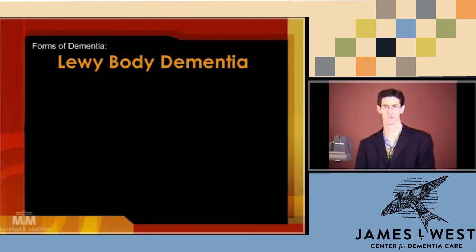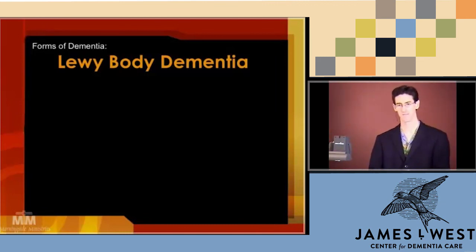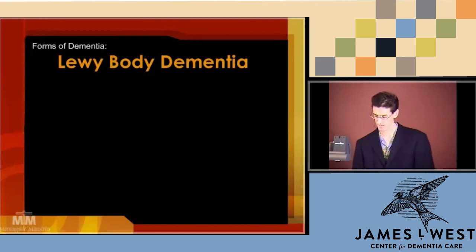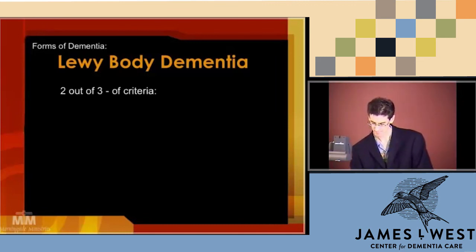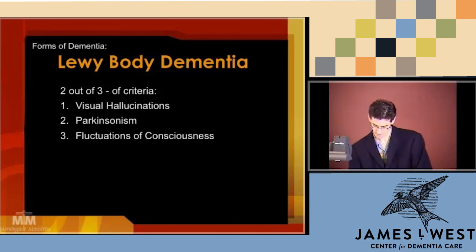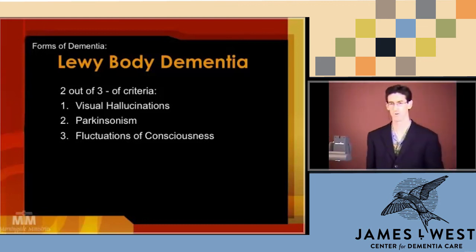And so with Lewy body dementia, you still have the same memory impairments, aphasia, apraxia, agnosia, but you also have other symptoms as well. And you have to have 2 out of 3 of these symptoms. And so the first would be, we'll say, visual hallucinations. And then the second is Parkinsonism. And then the third is, I'm going to put, it's fluctuations of consciousness.